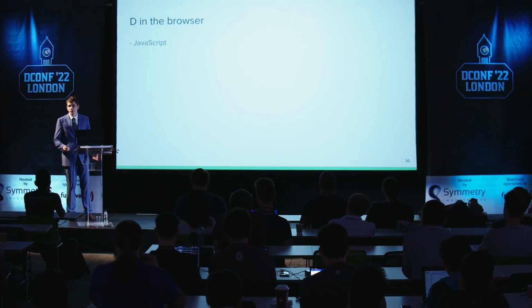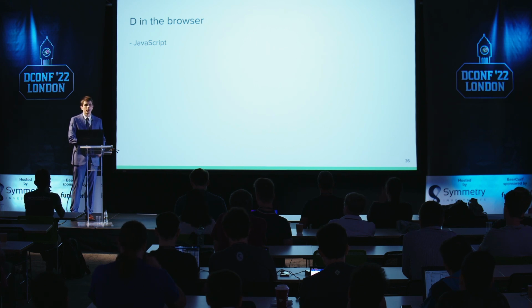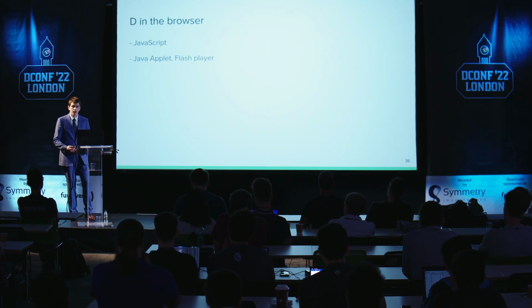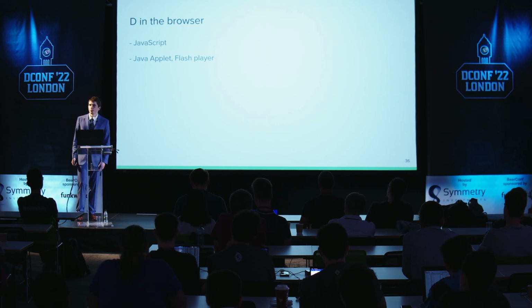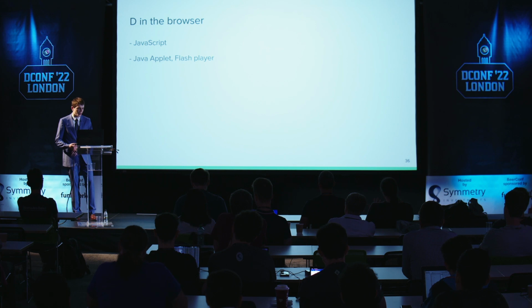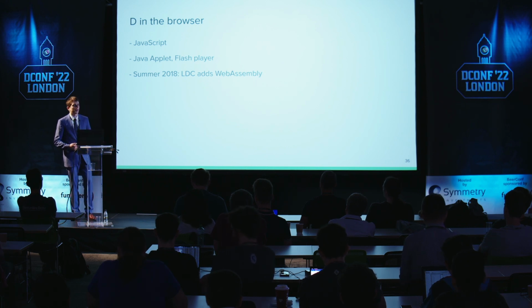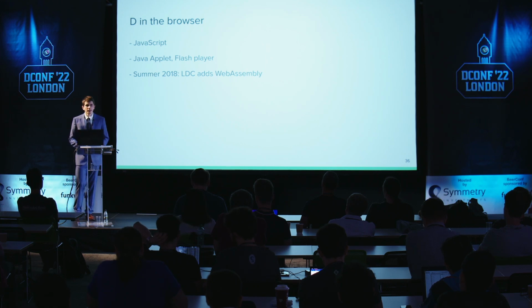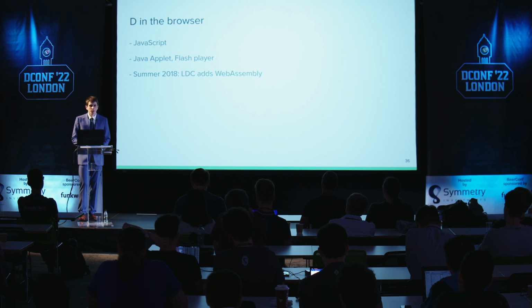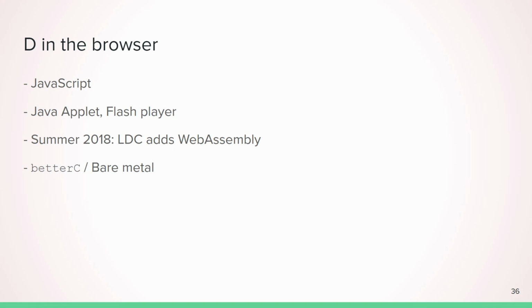So usually when you write code for the browser, your options were for a long time limited to JavaScript, and there were some options with plugins for Java applets and Flash Player, which are now phased out. But in recent years, browser client-side coding became more accessible with WebAssembly, and in summer of 2018, LDC added this target. And so I wanted to try it out. I could finally write code for the browser where I could use D instead of JavaScript. But it's still very limited. Similar to the Nintendo 64, there's no runtime provided. It's basically just an instruction set.